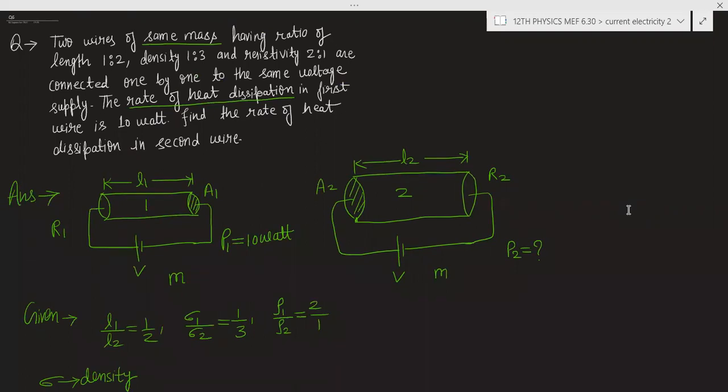And this is a wire, a cylindrical wire. Okay, I have taken a cylindrical wire here. And I think if this question appears in your exam, it should be of 3 marks. And please make 1 star on this question.